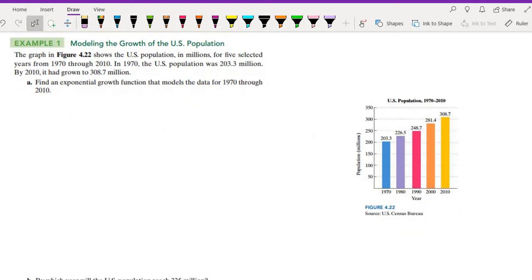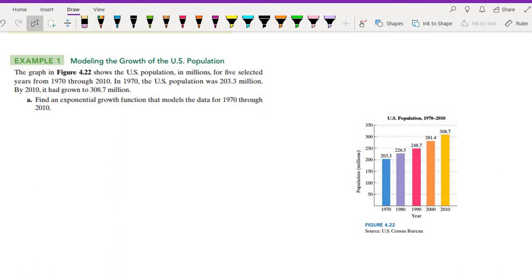Example 1, modeling the growth of the U.S. population. The graph shows the U.S. population in millions for 5 selected years from 1970 through 2010. In 1970, the U.S. population was 203.3 million. By 2010, it had grown to 308.7 million. Part A, the question is find the exponential growth function that models the data for 1970 through 2010.